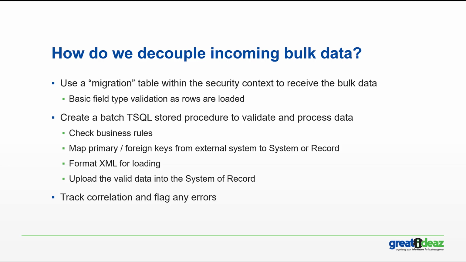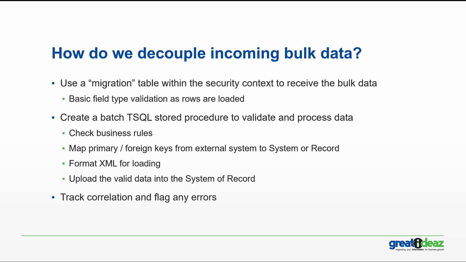First and foremost, let's actually check the business rules. So for example, if we say that all dates must be in the past, let's have part of that T-SQL run through the data in that migration table and check that all of the dates in this particular column are dates in the past. And any dates that are in the future, well, let's flag that row as invalid. Okay, so first and foremost, check the business rules.